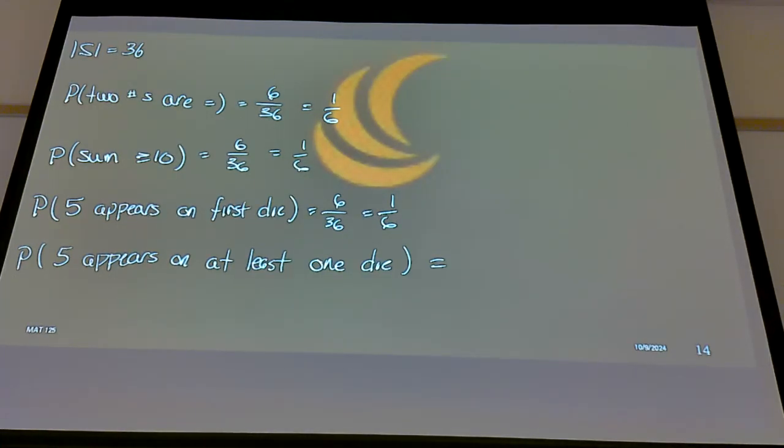You double counted. Do I really? You counted 5 on both dice twice. It's actually 11. Right, because there's only one way to roll 2 5s. By doing the 6 and 6, you counted that way twice. That probability is 11 out of 36. See, counting is hard.